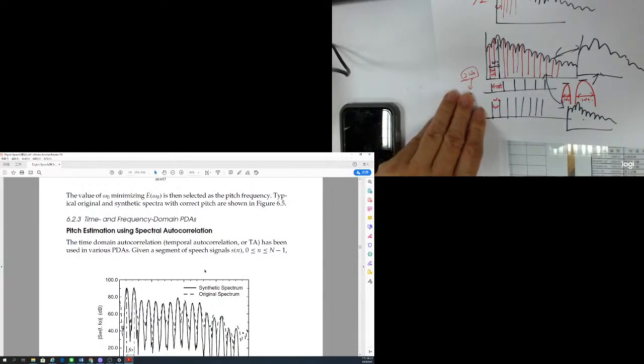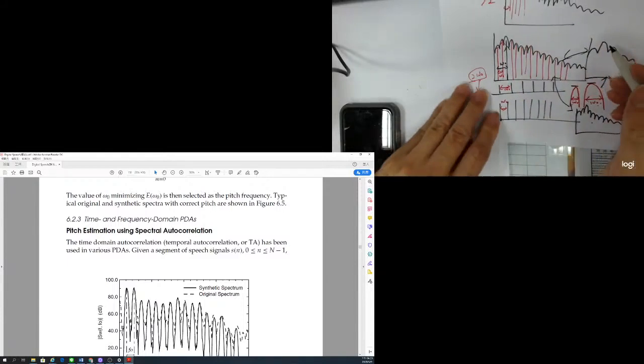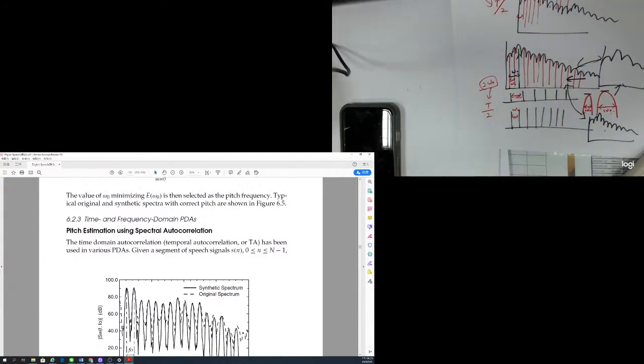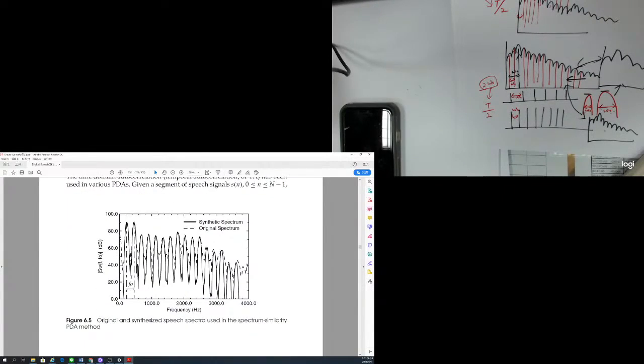Another one, you can also use the autocorrelation in the time domain because they are harmonic. So we can also move your spectrum waveform to do the autocorrelation. Okay, so I'll be talking about that next week.